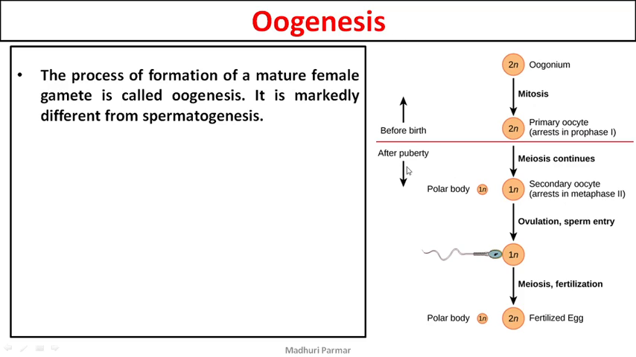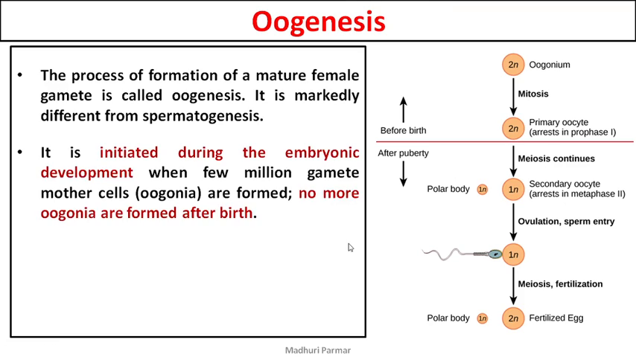Oogenesis is initiated during embryonic development. Embryonic development is when the fetus is there, the embryo, that is the baby, is still developing. At that stage, if it is a female baby, then during that stage only there will be initiation of the development of female gametes.